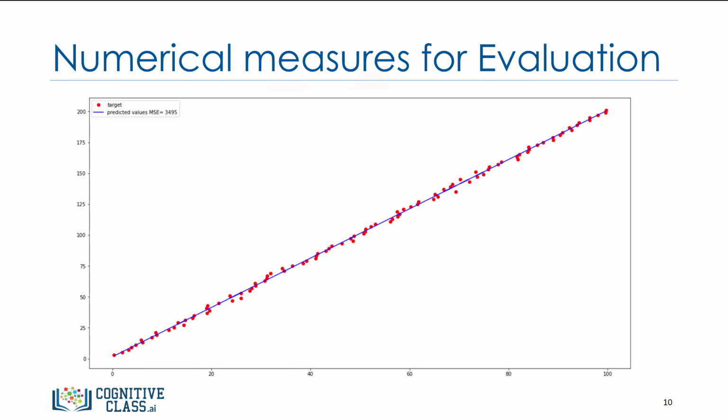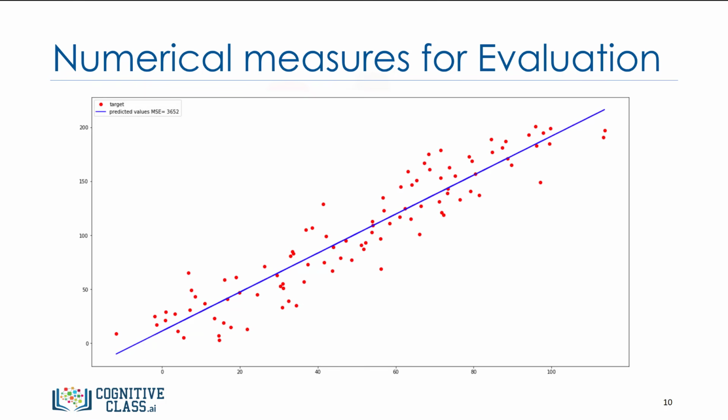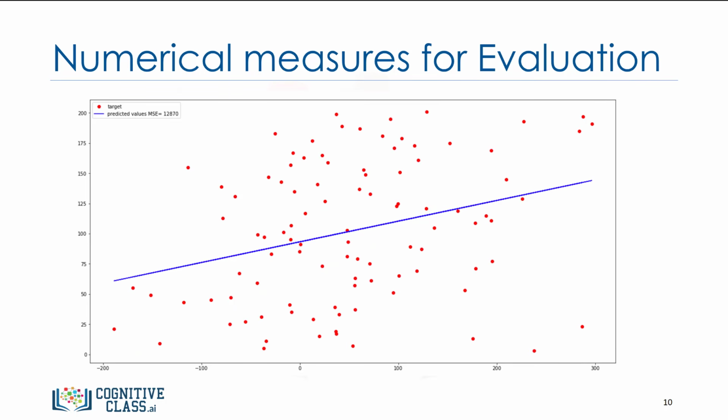The mean square error is perhaps the most intuitive numerical measure for determining if a model is good or not. Let's see how different measures of mean square error impact the model. The figure shows an example of a mean square error of 3,495. This example has a mean square error of 3,652. The final plot has a mean square error of 12,870. As the square error increases, the targets get further from the predicted points.